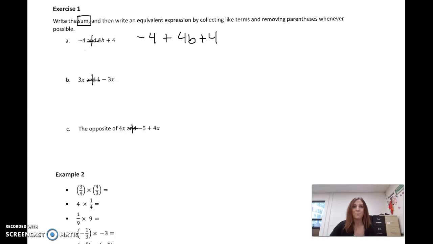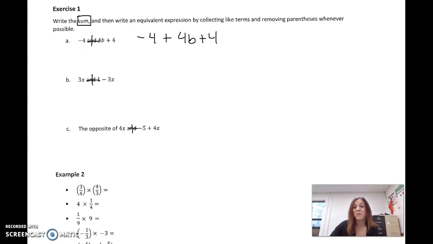This is a really good opportunity to review some of the stuff we've done in the previous lessons when it comes to like terms. Terms, remember, are the parts of an expression being added together. Like terms have identical variable parts. Identical, meaning they don't just have variables. They have the exact same variable, or they don't have a variable.